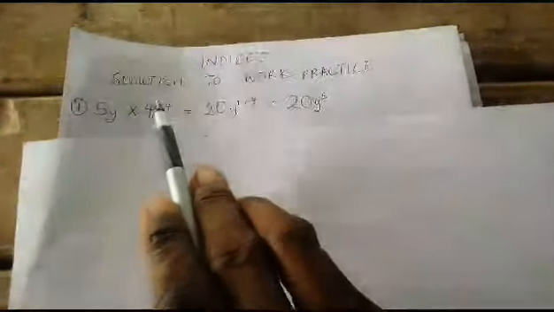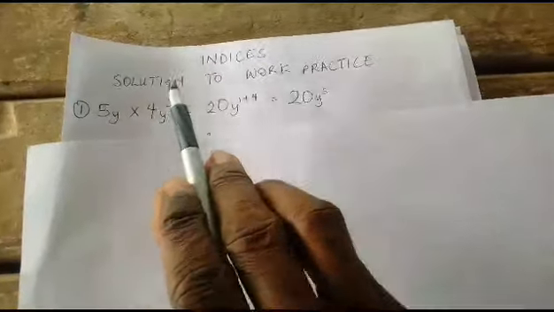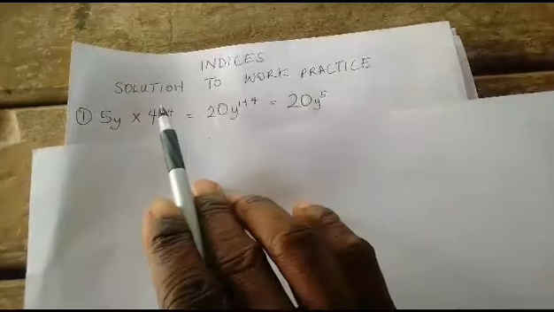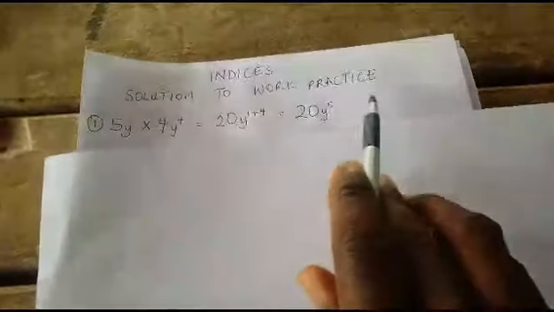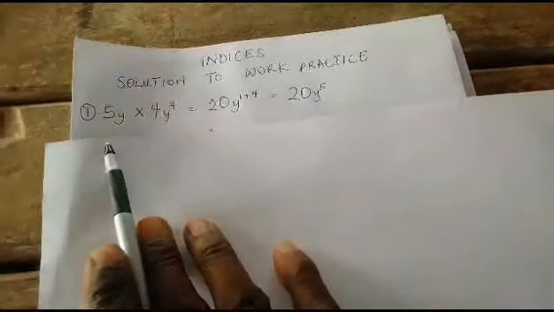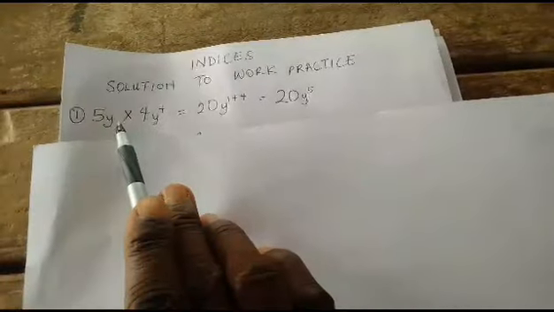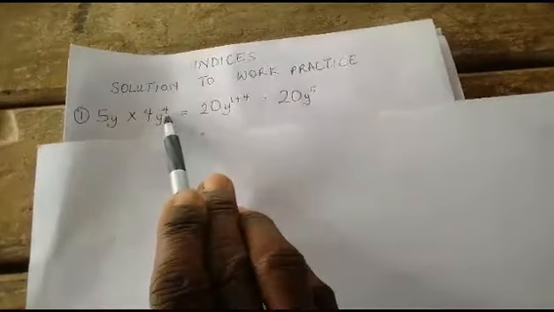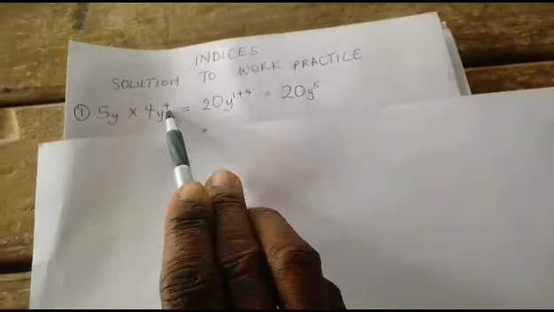Let's do the solution to the work practice we had last time. Now, number one, we have 5y times 4y raised to power 4. 5y times 4y raised to power 4.